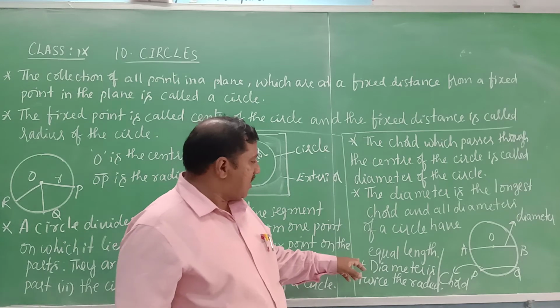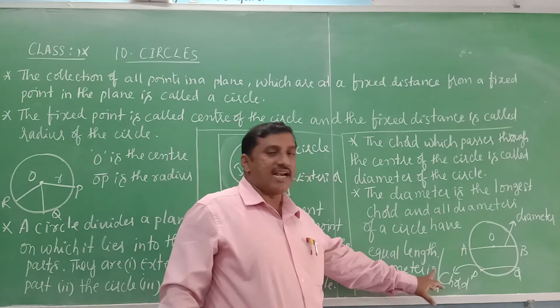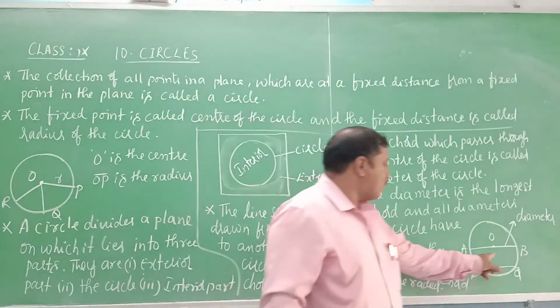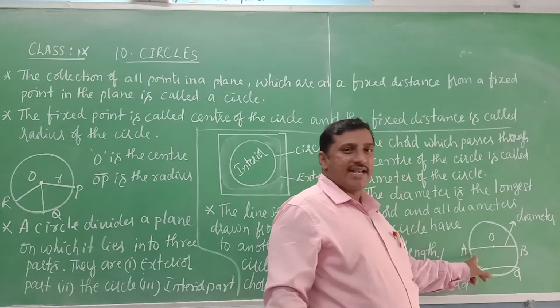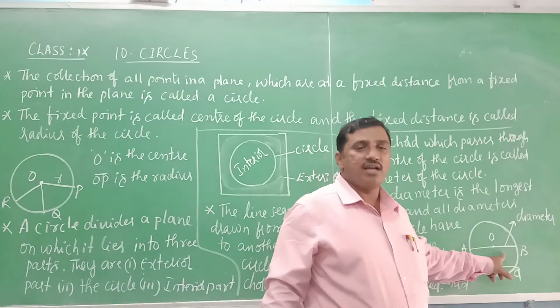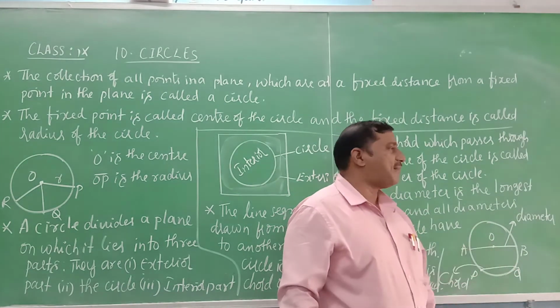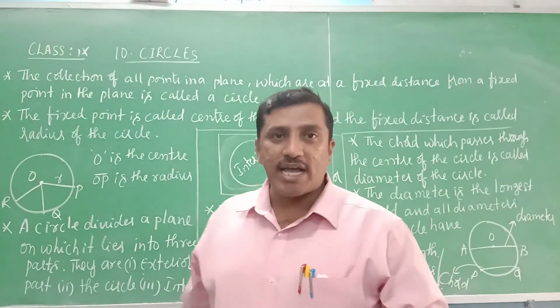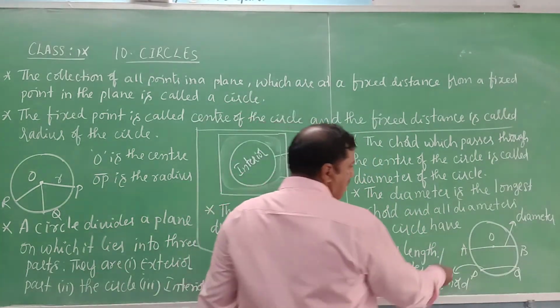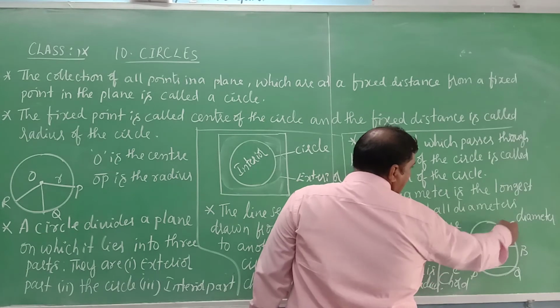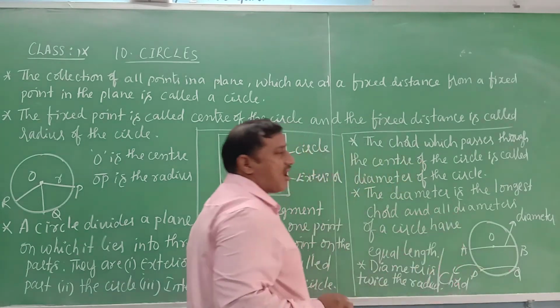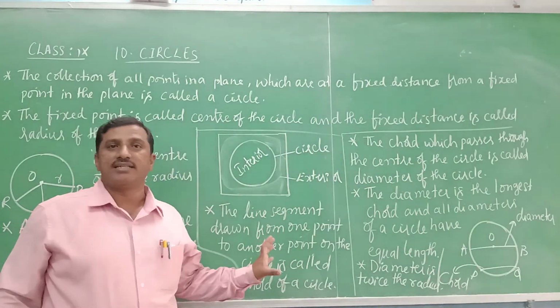Now see here, the diameter is twice the radius of the circle. See, OB is the radius and OA is the radius. By adding these two, you get 2 times radius, which is the diameter. So diameter is 2 times the radius. In this figure, AOB is the diameter, and PQ is the chord of the circle.